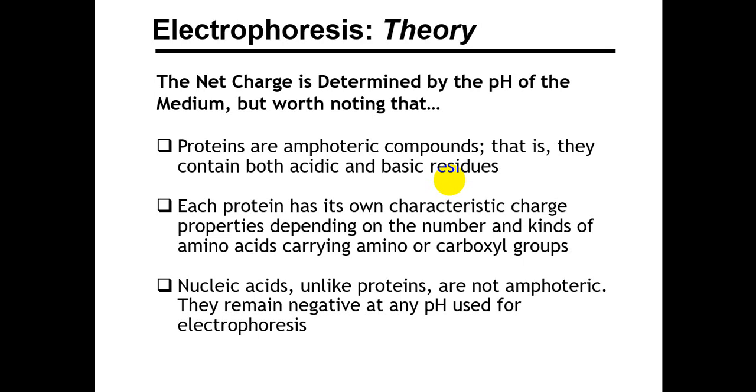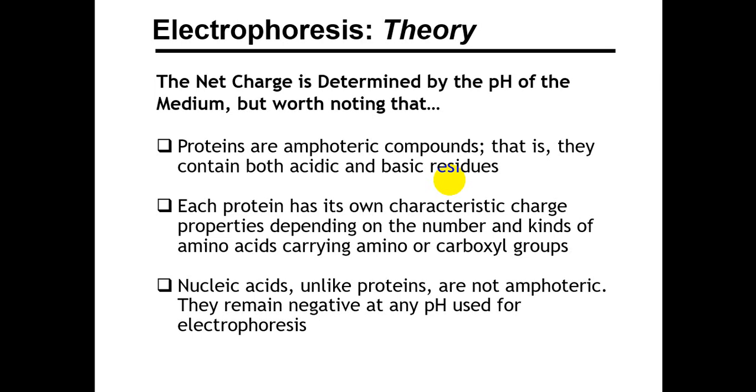So the net charge is determined by the pH of the medium, but it's also worth noting that proteins are amphoteric compounds. Amphoteric means that they have both positive charge and negative charge. You will see that one in biochemistry later. That is, they contain both acidic and basic residues. And the acidic has what? Positive charge, and the basic has negative charges.